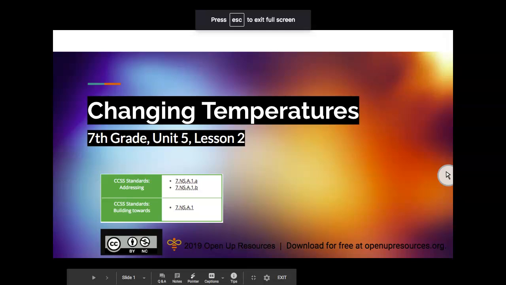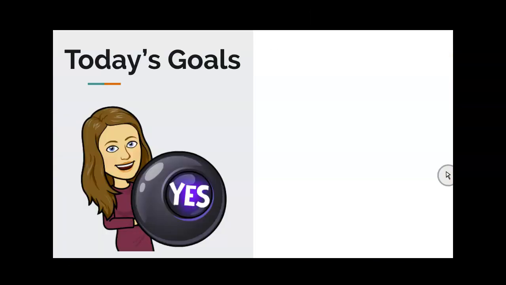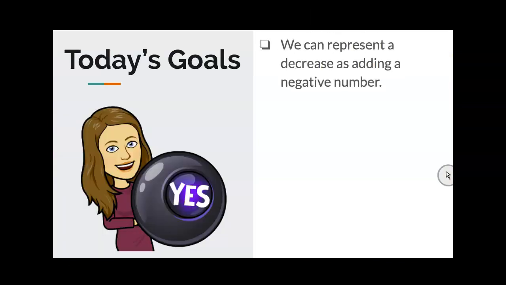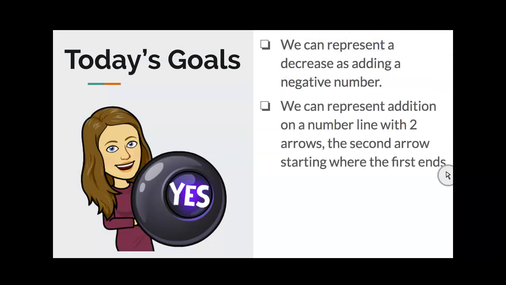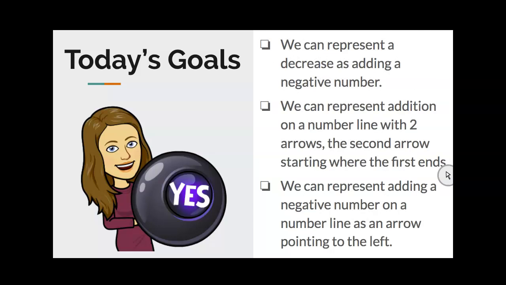In this video, I'll be summarizing 7th grade Unit 5, Lesson 2 from Open Up, Changing Temperatures. So today's goals, there are 3 of them, but we're going to talk about each one differently, so I'm just going to share this slide and we'll go ahead and work on it more at the end.